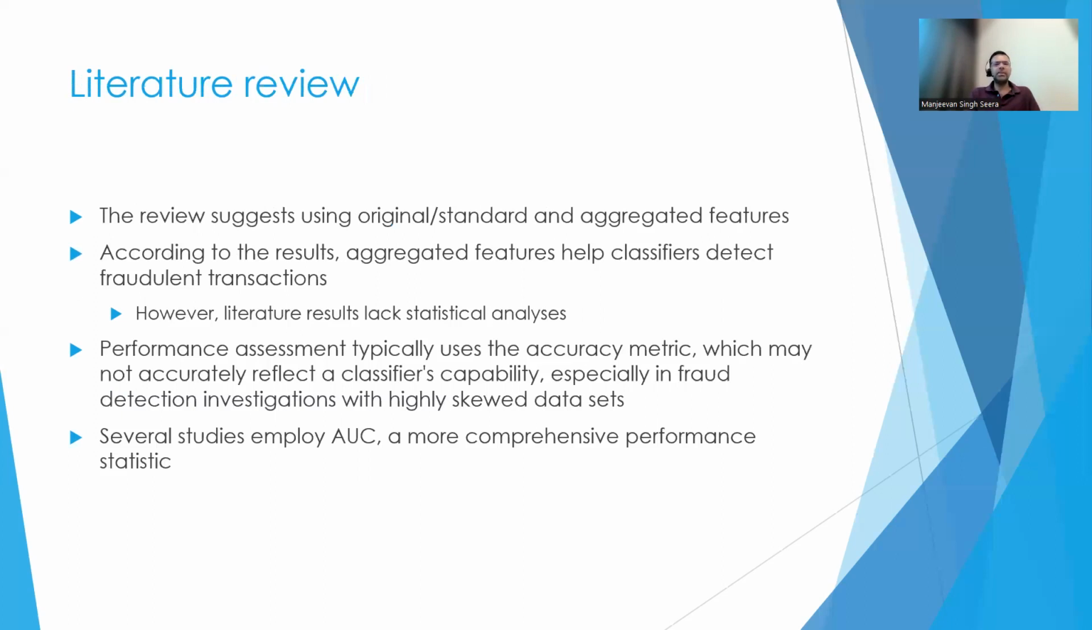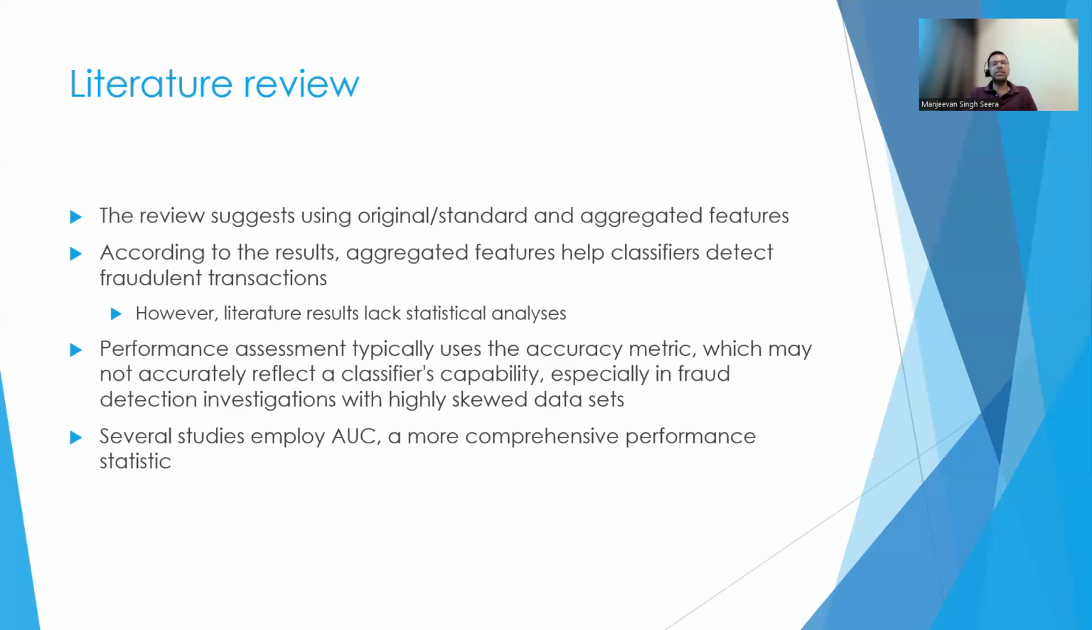In the literature review that was conducted, it suggested using original, or basically standard, features that are provided when someone swipes their card or does an online transaction. There is also some literature that uses aggregated features, basically features that were derived from the original features. Based on the results, aggregated features help the classifiers detect fraudulent transactions better. This literature, however, did not have a lot of statistical analysis done.